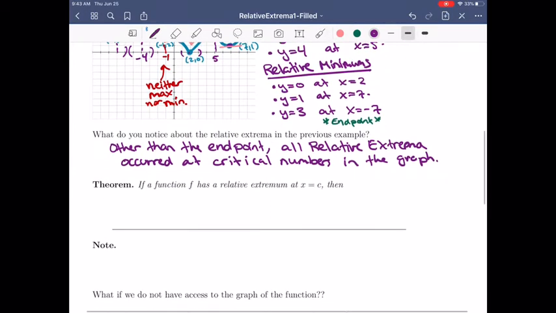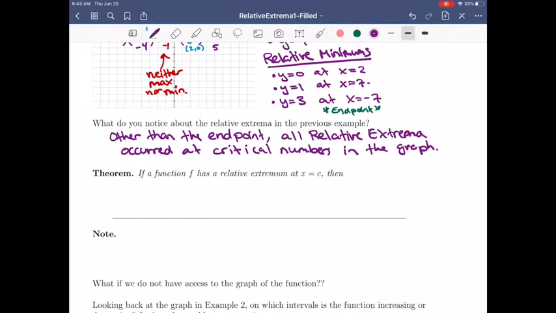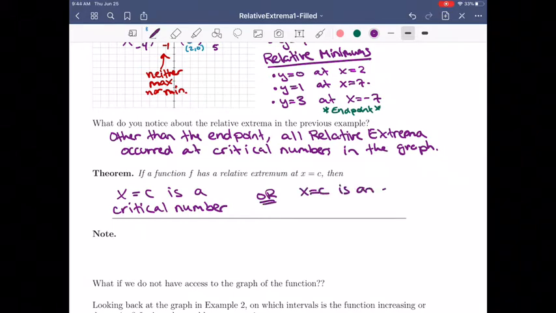So if you have a function f that has a relative extremum at x equals c, then x equals c is a critical number or x equals c is an endpoint. So if you have an extremum, it has to occur at a critical number or at an endpoint. Those are the only options.